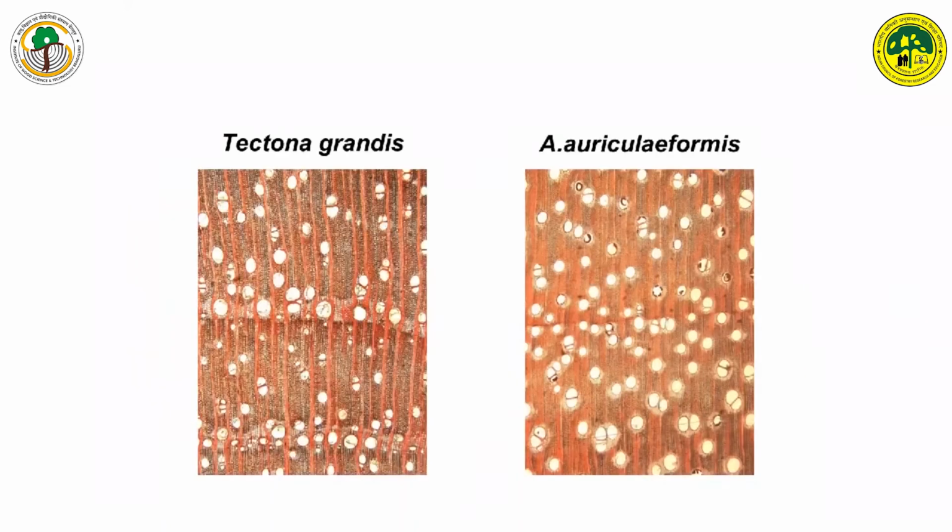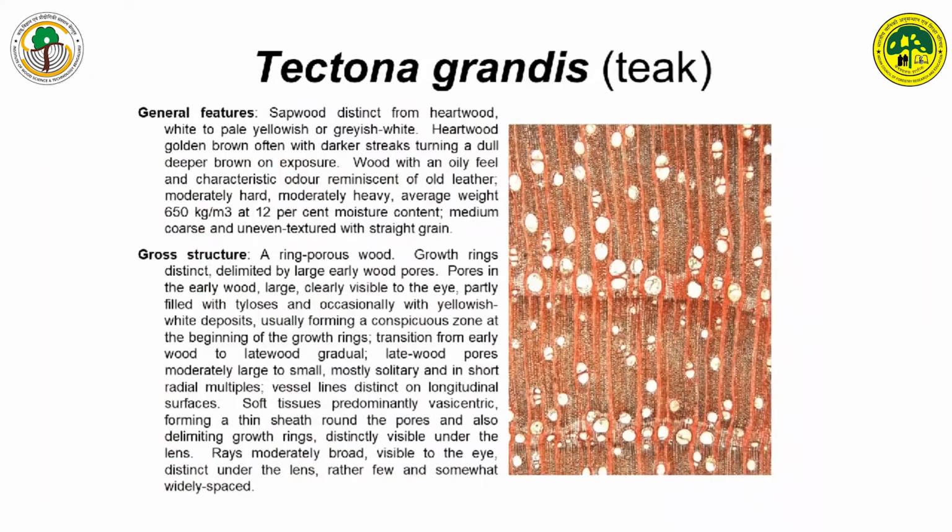But when we see the structure under the microscope, we can see that the Tectona grandis, or the teak, is a ring porous wood, which means the early wood vessels and the late wood vessels are different within a growth ring. The size of the vessels is different within a growth ring. And in case of Acacia auriculaeformis, we can see that there is no distinct differentiation in the vessel size.